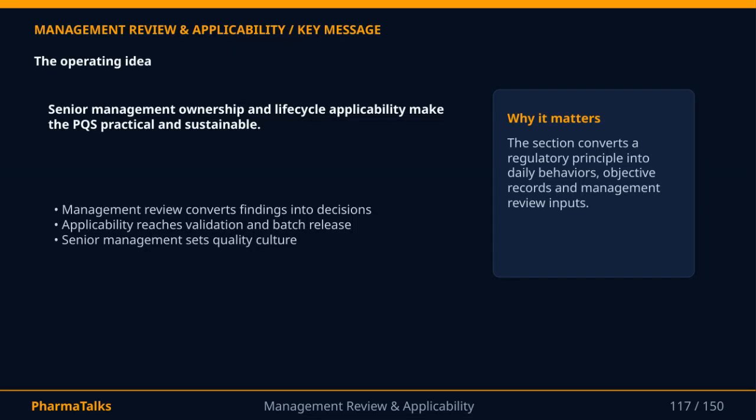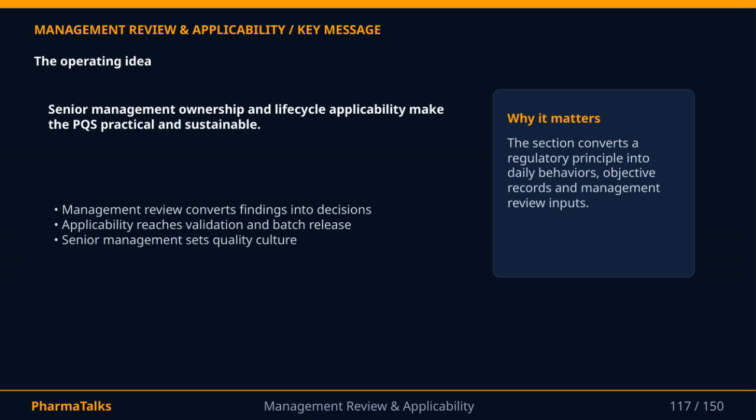Here, we focus on the critical role of management review and applicability within the pharmaceutical quality system. The key idea is that strong ownership by senior management, combined with applying the system throughout the product lifecycle, ensures the PQS remains practical and sustainable over time. First, management reviews play a vital role by taking observations and converting them into actionable decisions. This means that issues detected during operations are not just noted, but actually addressed to improve quality.